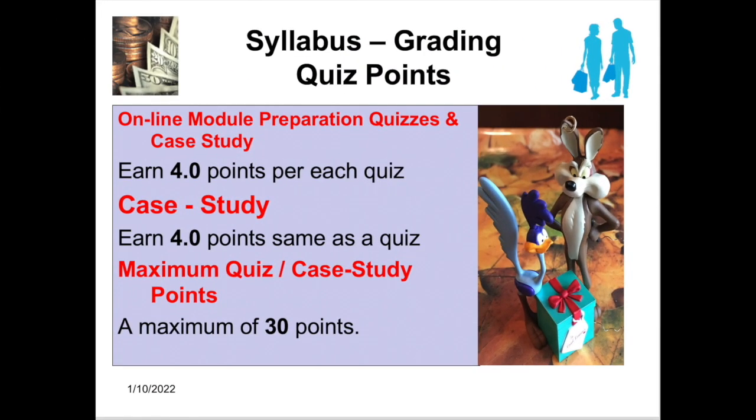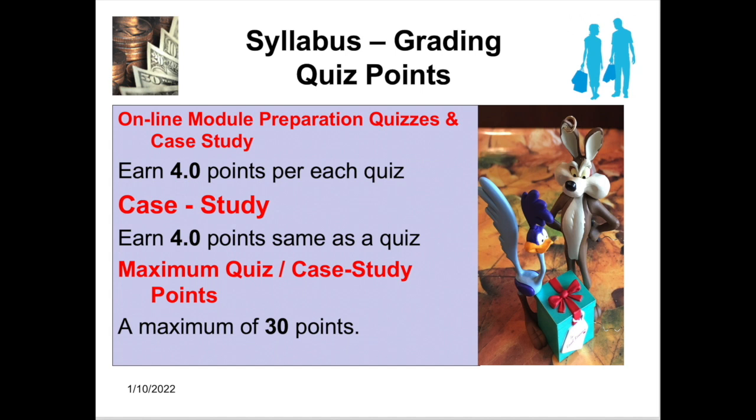I mentioned that you're going to do online module preparation quizzes, and you can earn up to 30 points for that. Each one of those quizzes you can earn up to 4 points. So if you get 100% on a quiz, you get 4 points. You get 75% on a quiz, you get 3 points. You get 50% on the quiz, you get 2 points.